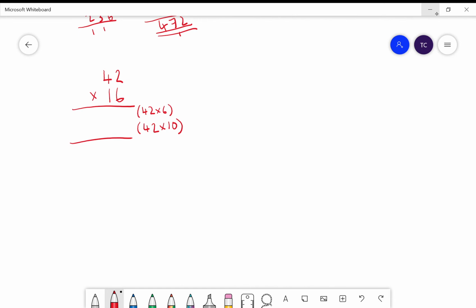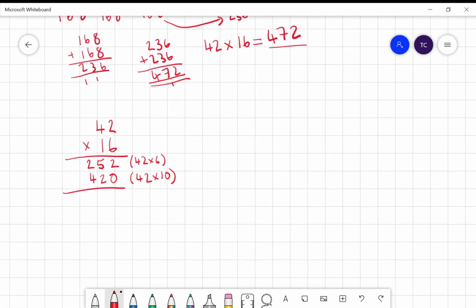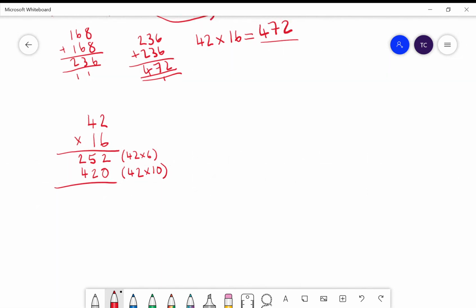So 42 times 6, 2 times 6 is 12. 4 times 6, 24, carry the 1 is 25. So that's 252, and then 42 times 10 is 420. Now already, this makes me think I've made a mistake with the one before, because I can see that these are going to add up to give me much more than 472. So one of these is correct and one of these is wrong.